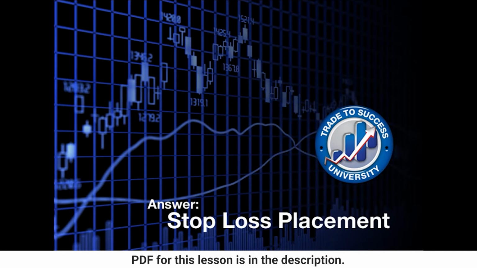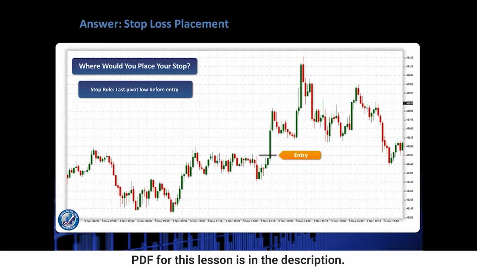Okay, so let's talk through where you would place your stop in the chart shown on the previous page. So we've got the chart here with the entry marked out. Our stop rule is the last pivot low before entry. So what we've got to do is see before entry, where is our last pivot low?